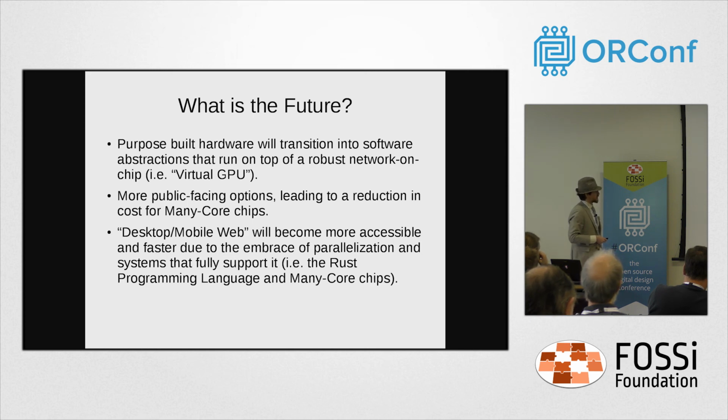Thanks to these free libre open source hardware frameworks, we can get more chips out there, and with that saturation, hopefully we can get them at a low cost. And then desktop mobile web, I think, will become more accessible and faster due to the embrace of parallelization. And there are companies already trying to push that. Mozilla with Servo is trying to make web much more parallelized than it currently is, so there aren't any bottlenecks in the software. And that's all written in Rust. So I think that there's an opportunity for a perfect marriage between the Rust programming language and ManyCore chips.